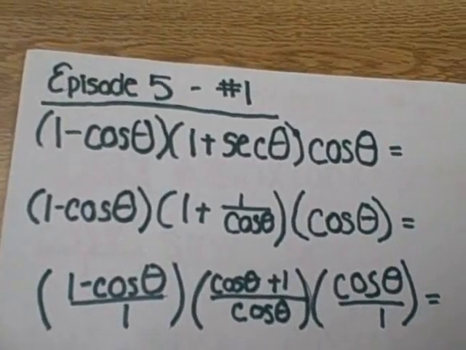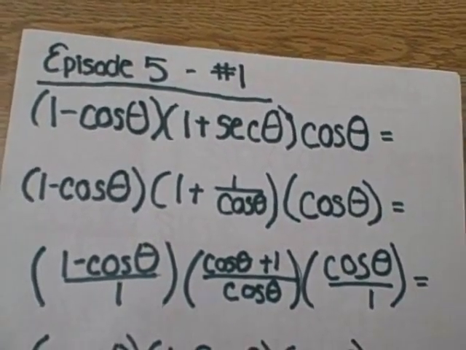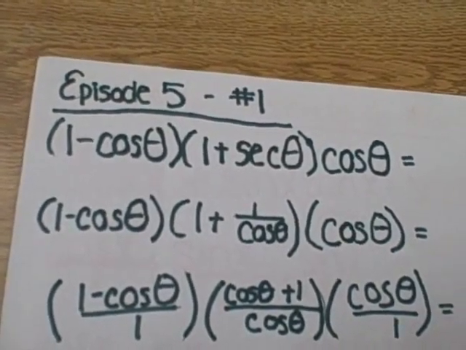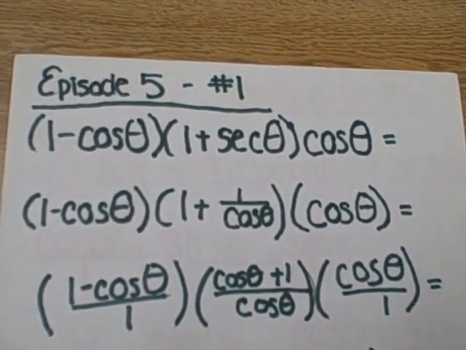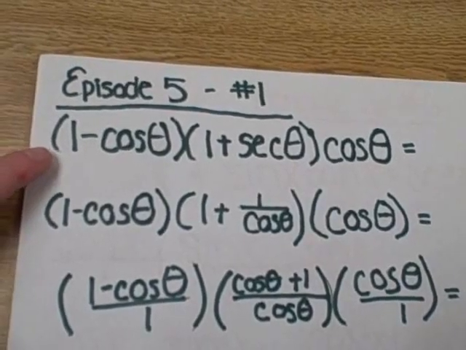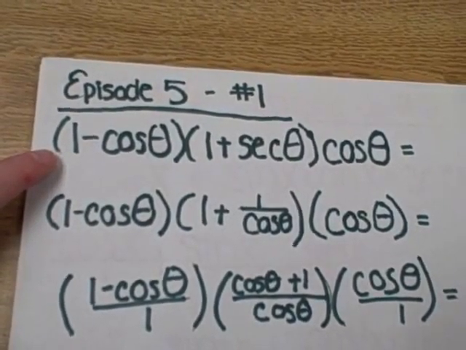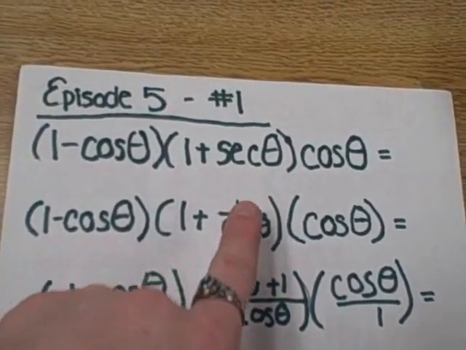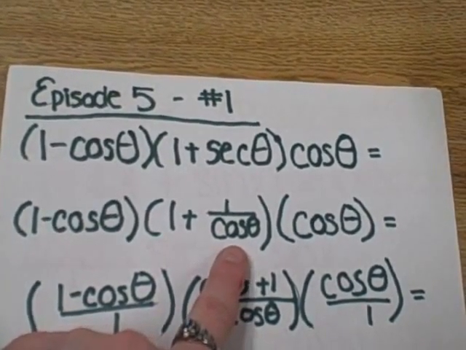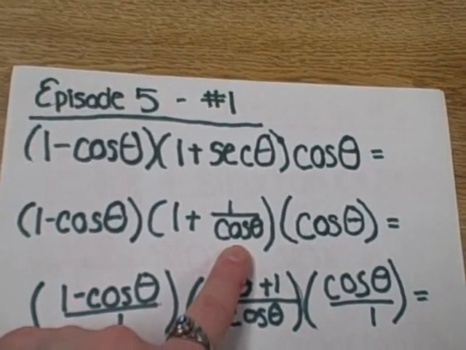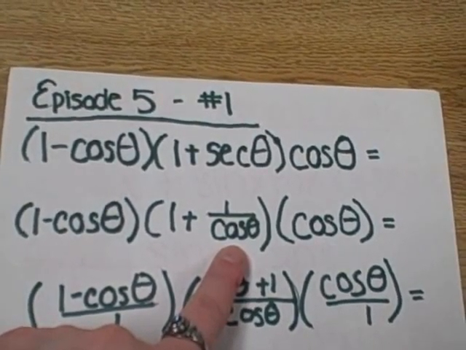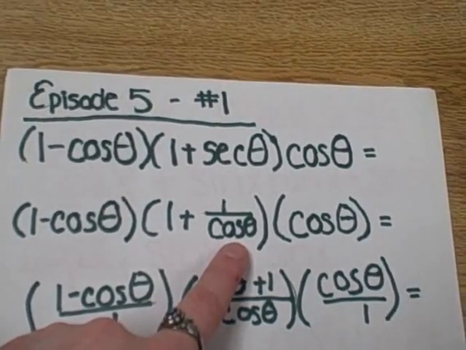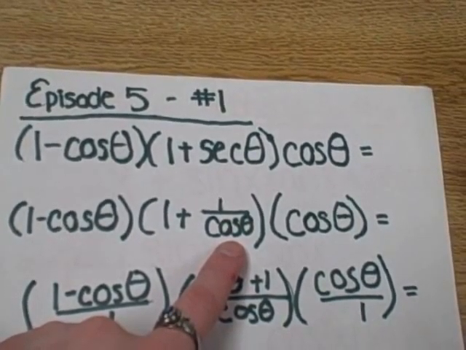All right, here we go again. We're doing Episode 5, Number 1. The problem is 1 minus cosine theta times 1 plus secant theta times cosine theta. First, you have to rename secant theta to 1 over cosine theta using a reciprocal identity. Now you have 1 minus cosine theta times 1 plus 1 over cosine theta times cosine theta.